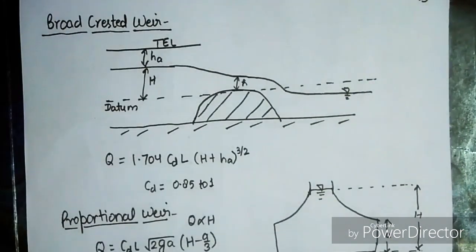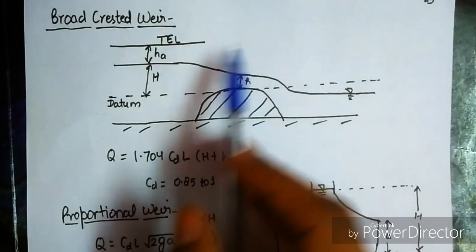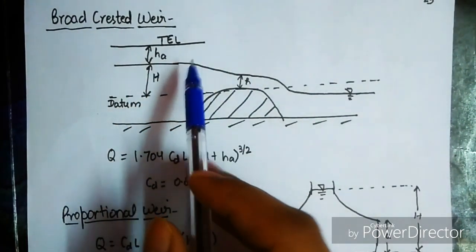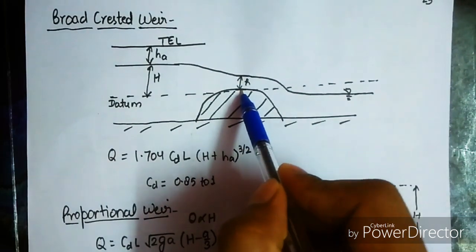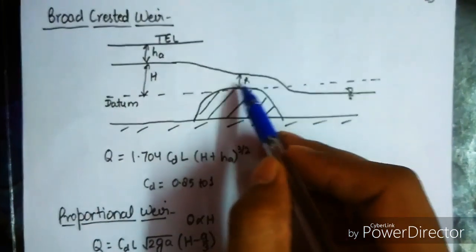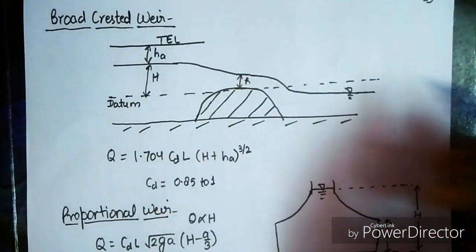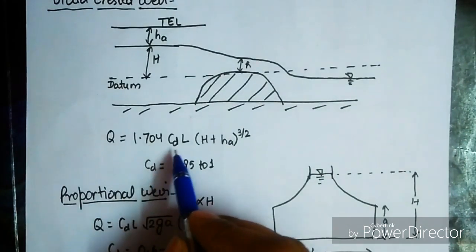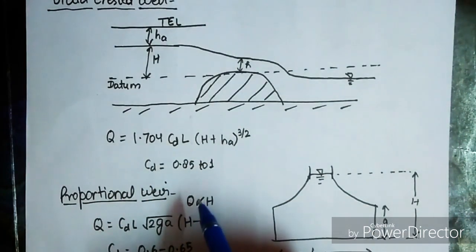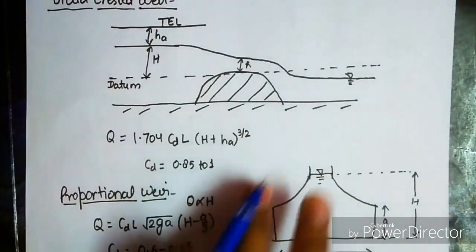Next is broad crested weir. This is the broad crested weir. Total energy line, this is the flow line, and this is the datum assumed at the top of broad crested weir. Okay, now this is the height of the flow above the weir. Okay, and Q is equal to 1.704 CD L (H plus Ha) raised to the power 3 by 2, where CD is 0.85 to 1.